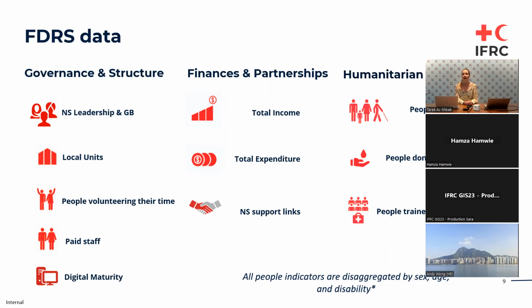In addition, we ask questions about finances and partnerships. So what is the National Society's total income, total expenditure, and what links do they have with other national societies? And we also ask questions about humanitarian impact and reach. How many people is the National Society reaching through their various projects? How many people are donating blood? And how many people are trained in first aid? This gives us this incredible holistic view of the contribution, not only individually, but as a collective network.